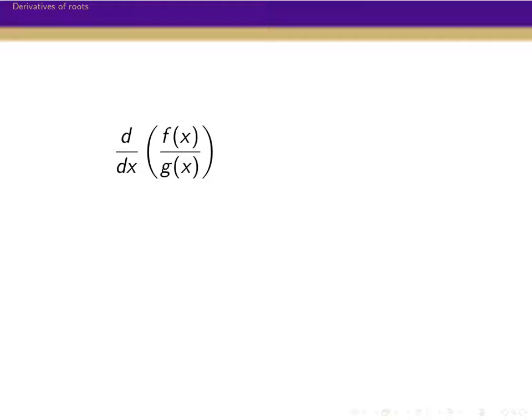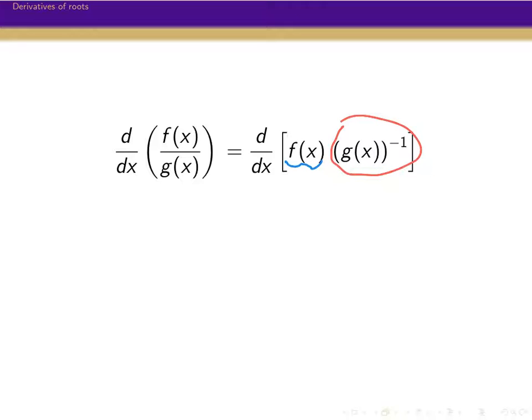Okay. So how can we use that now if we want to take the derivative of one function divided by another? Well, we're going to use the same idea as before. We're going to take the bottom function and move it up, and so we're going to rewrite this as f of x times g of x to the minus 1. Now this looks like a straight product rule problem.